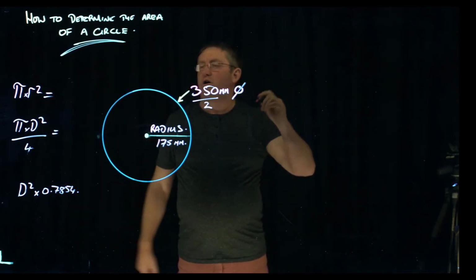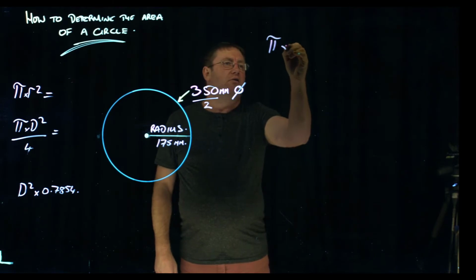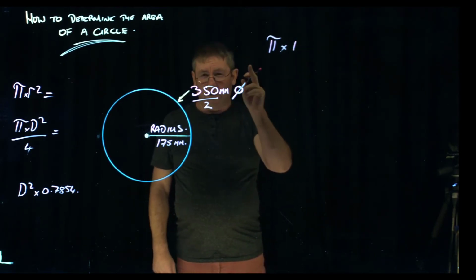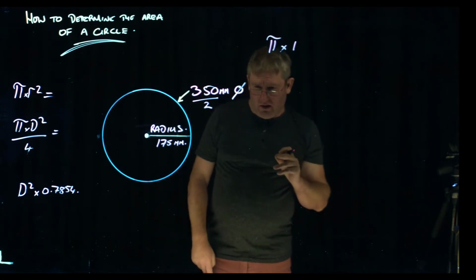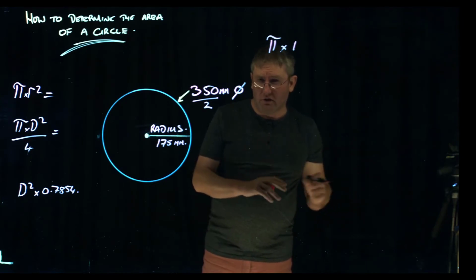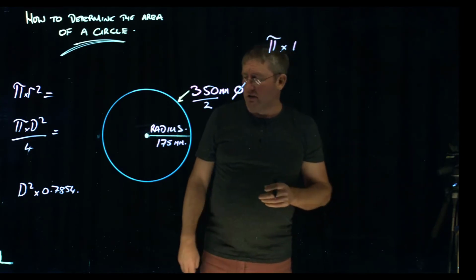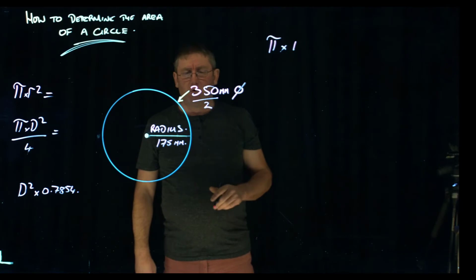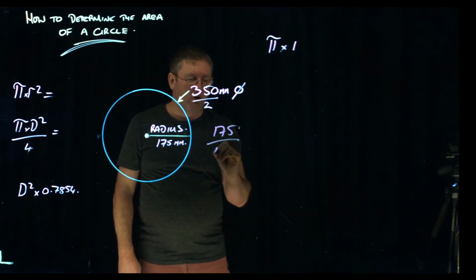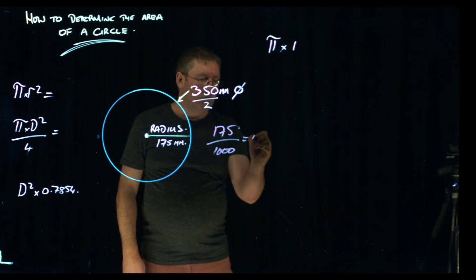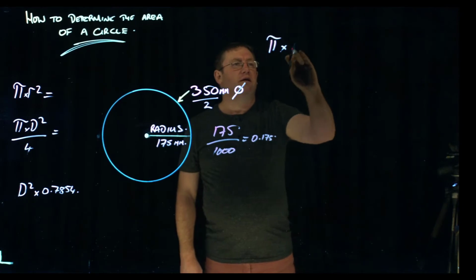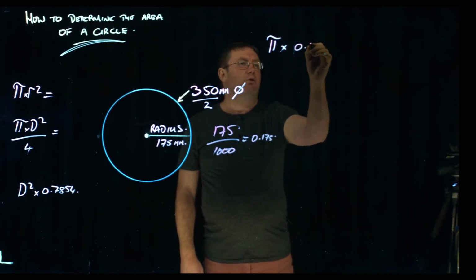Using the first one, pi times the radius squared, we've got pi times the radius, in this case 175 millimeters. If we want to work this out in square meters, which is the easiest way to determine litreage and weights and stuff like that later on, it's actually easier to put it in here as meters. So remember, 175 divided by 1000 equals 0.175. So that's what I need to put in here, after having started to write it wrong.